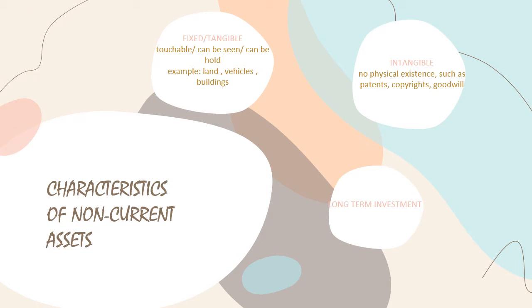We will continue with the characteristics of non-current asset. There are three types of non-current asset. The first one is fixed non-current asset, secondly intangible, and last one is long-term investment. So we go through first the fixed non-current asset. It is touchable, means we can touch it, we can see it, and we can hold it. For example, land, vehicles, and buildings. Next, the intangible non-current asset has no physical existence, such as patents, copyrights, and goodwill. And the third one is long-term investment.